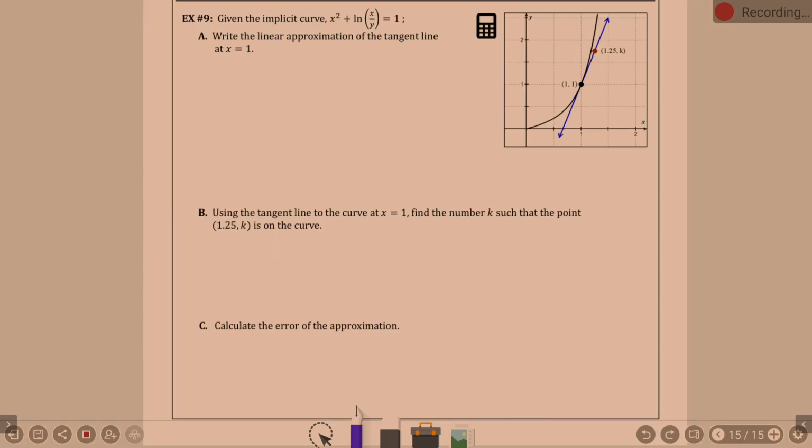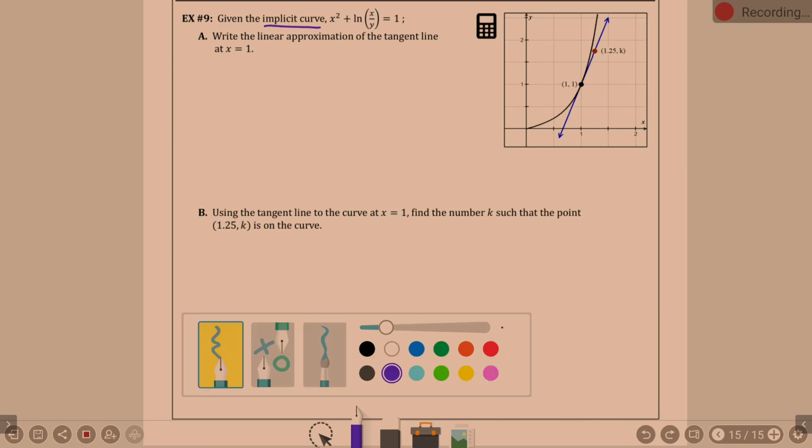Given the implicit curve, x squared plus natural log of x over y equals 1, write the linear approximation of this tangent line. This one is repetitive. However, the whole implicitly defined piece, we have to do the derivative of that, and that's not something we're going to solve for y. So, implicit differentiation. There's two different ways we can do this.